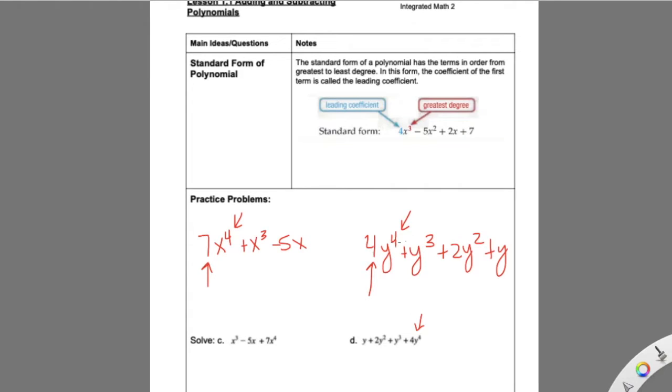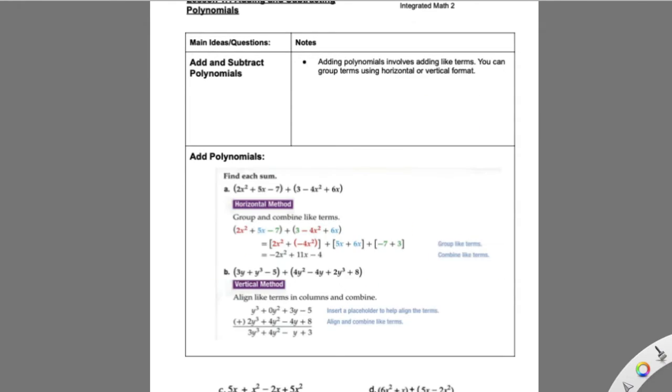All right, let's go ahead and look at page number 3. Same one, it's just kind of cutting it off here. So this is still section 1. Now we're looking at add and subtract polynomials. So adding polynomials involves adding like terms. You can group terms using horizontal or vertical format. So let's go ahead and look at both of these formats. Horizontal, this tends to be the method I use pretty often, but vertical is not a horrible option. We will go through and take a look at that.